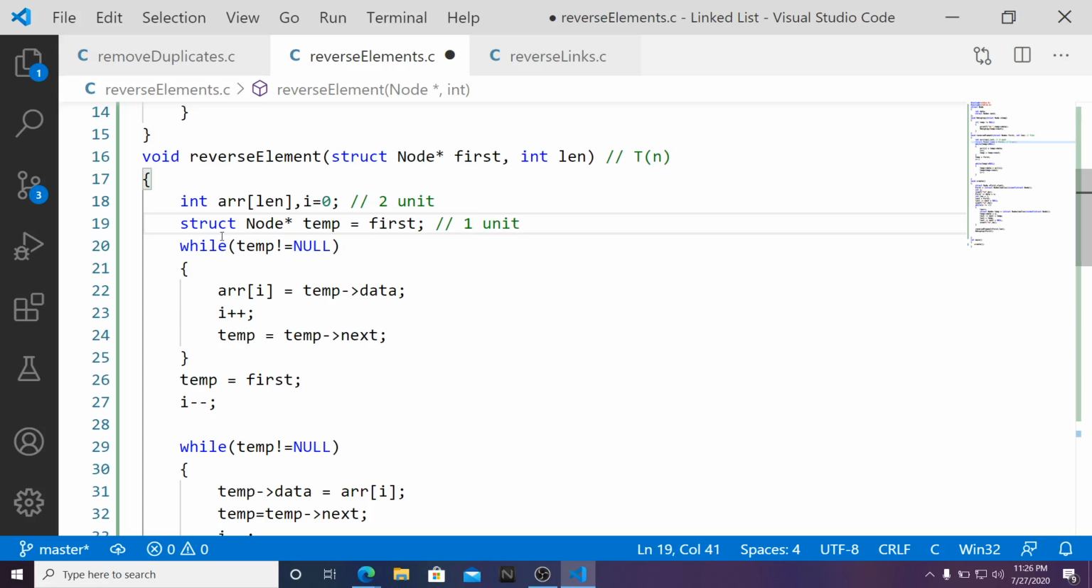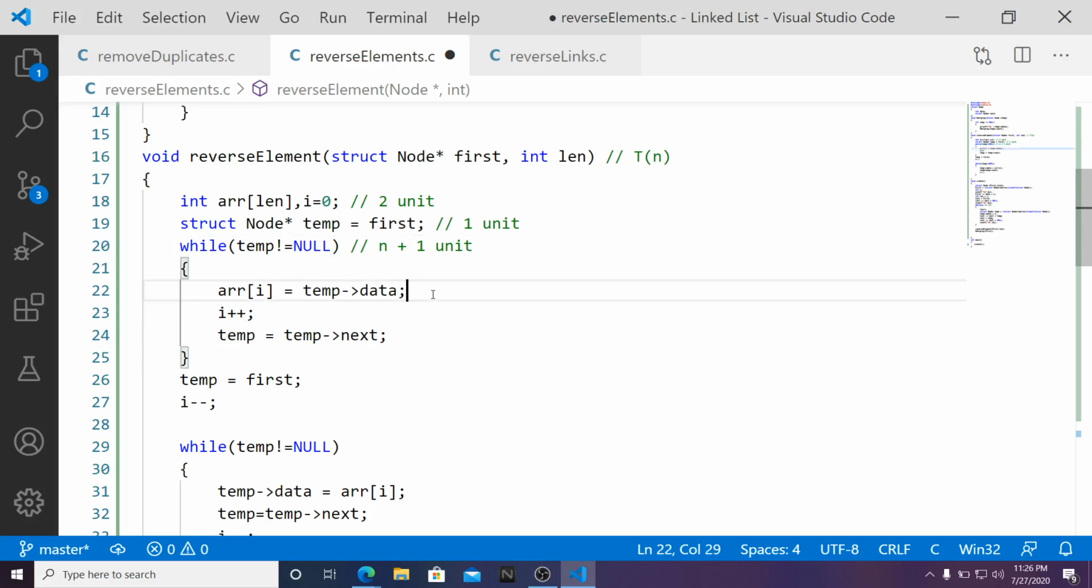Coming to this while loop, how many times will this be executed? Temp is starting from the first node. So this temp will be moving to all the nodes. n nodes it will be moving, and n plus 1, null also it will be visiting. So totally n plus 1 times this condition will be checked. So the condition will be checked for n plus 1 unit time.